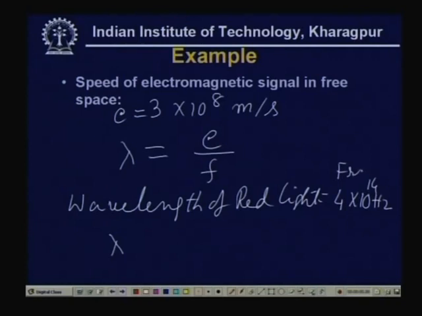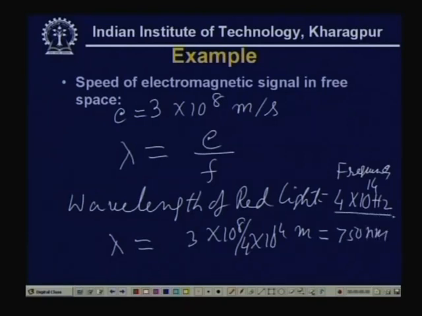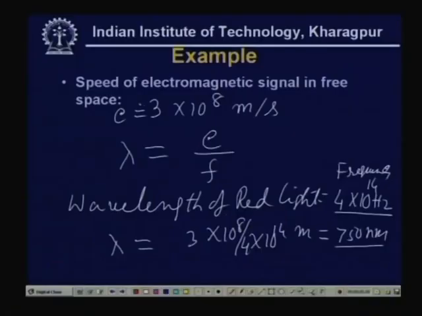This is the frequency. What is the wavelength of red light? Lambda is equal to 3 into 10 to the power 8 by 4 into 10 to the power 14 meter. That is equal to 750 nanometer. So, you see the frequency is very high, but wavelength is small for the red light. So, this is how the speed and propagation time can be correlated, and this is the speed in free space. Obviously, whenever it is sent through some guided media, as we shall see, then the speed will be smaller, will be equal to say 2 into 10 to the power 8 meter per second.